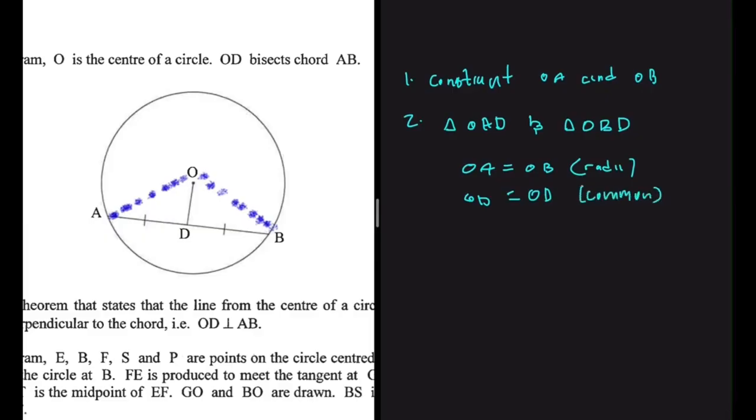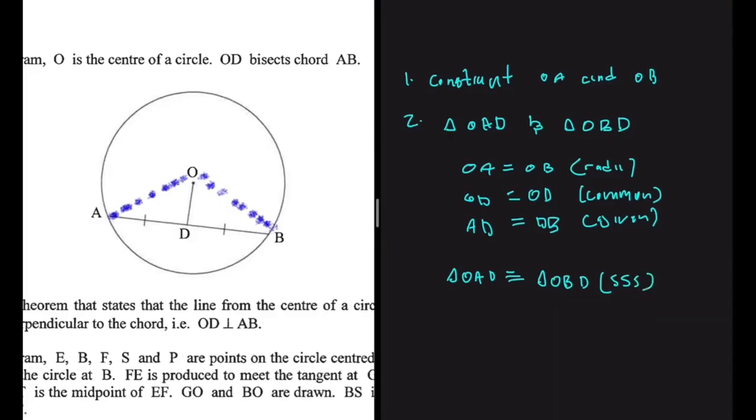And lastly, we're going to say that AD is equal to DB. That's given. We can clearly see on our sketch that it is given to us. So if those 3 sides are equal, we can then conclude that triangle OAD is congruent to triangle OBD. And why are we saying that? Side. All 3 sides are equal to each other.